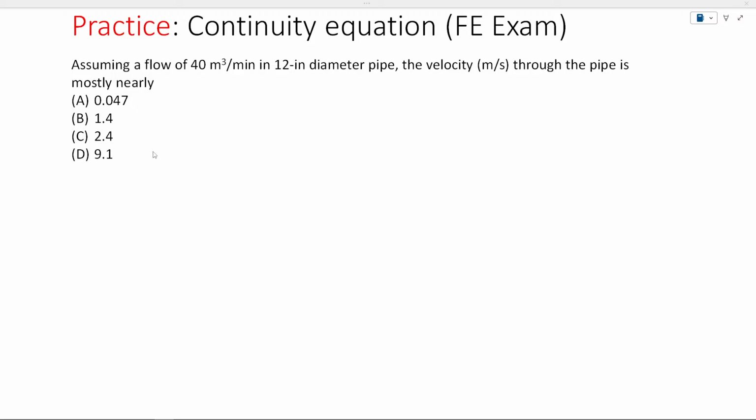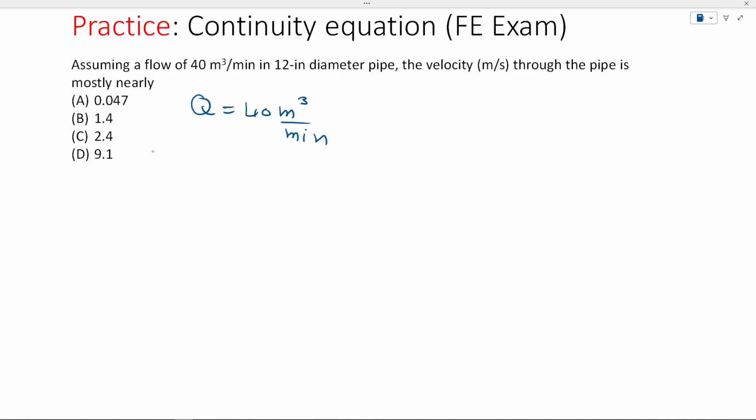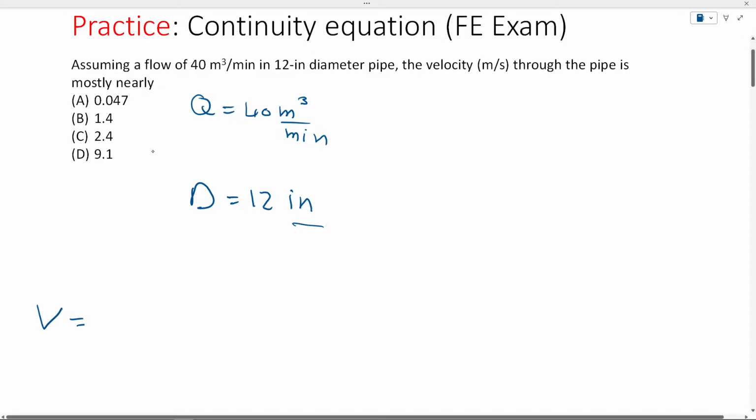Assuming a flow is 40 meter cube per minute, so Q is given as 40 meter cube per minute, in a 12-inch diameter pipe. So diameter is given as 12 inch. The velocity through the pipe is most nearly what, in meter per second? So now it's asking you for velocity, but in meter per second. Here we have inch and here we have minutes, so we need to convert this to meter and this to second. Okay, so how to do this?